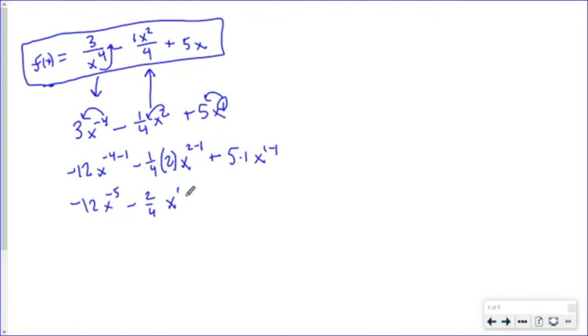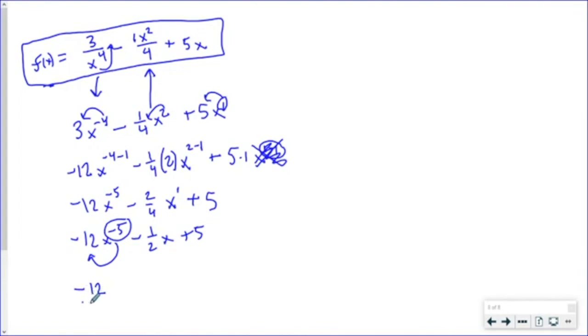You can leave that off if you want to. It doesn't matter. And then I have plus. You see it? This gives me 0, which means this becomes 1. I can just leave that out. So I'm left with 5 here. So now, in the end, I have negative 12 x to the negative 5. 2 over 4 is 1/2, minus 1 over 2 x plus 5. Technically, you're never supposed to leave your exponent negative. So what you do is you bring this back and put it on the bottom here. So then you're left with negative 12 over x to the positive 5th power, because now we put it on the bottom, minus 1/2 x plus 5. So this is your derivative.